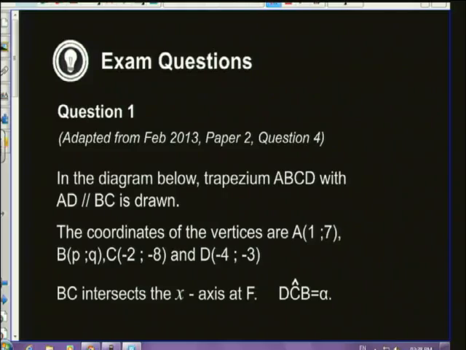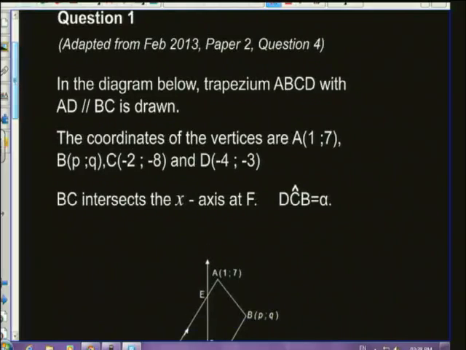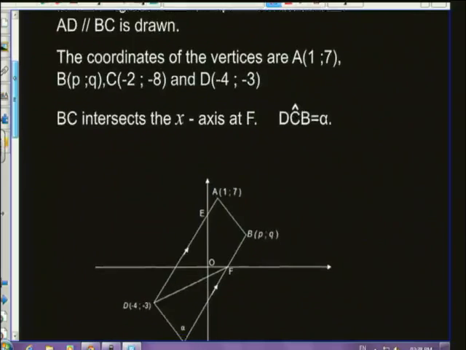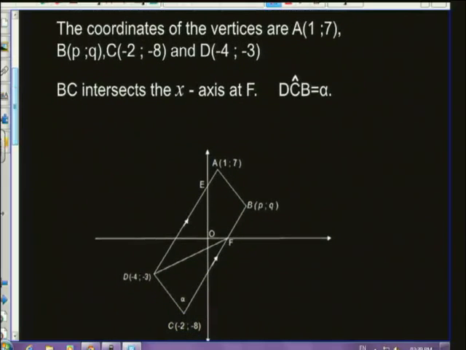Here's question 1, which was taken from a February 2013 paper 2, question 4. In the diagram below, trapezium ABCD with BC parallel to AD is drawn. So firstly, it's a trapezium, and they tell us which two sides are parallel. It's BC parallel to AD. There it's indicated by means of arrows.